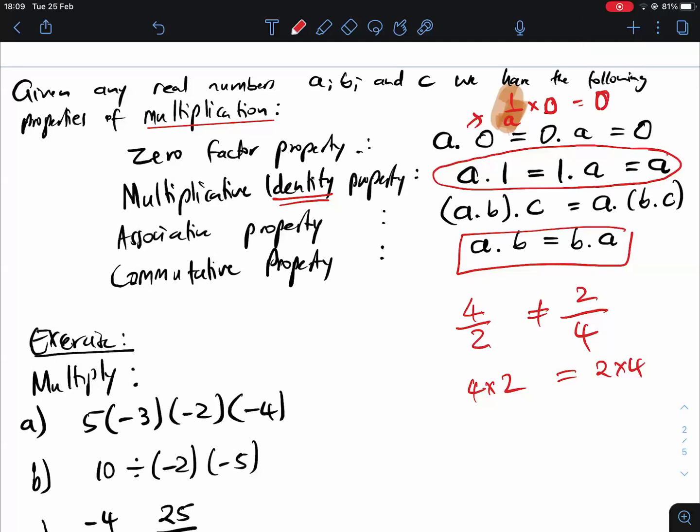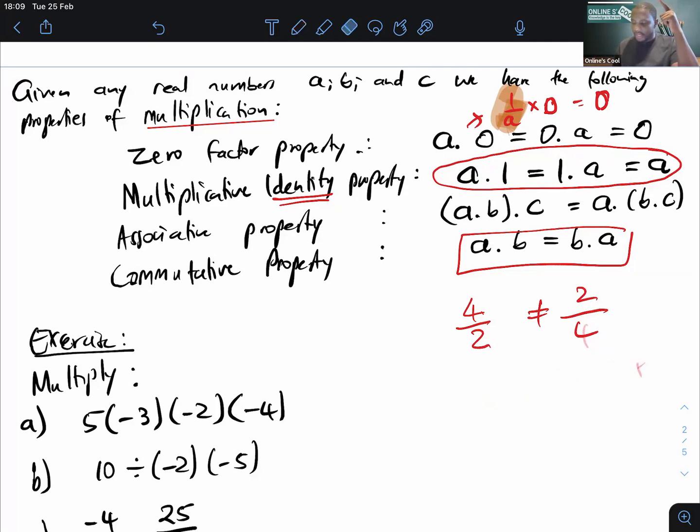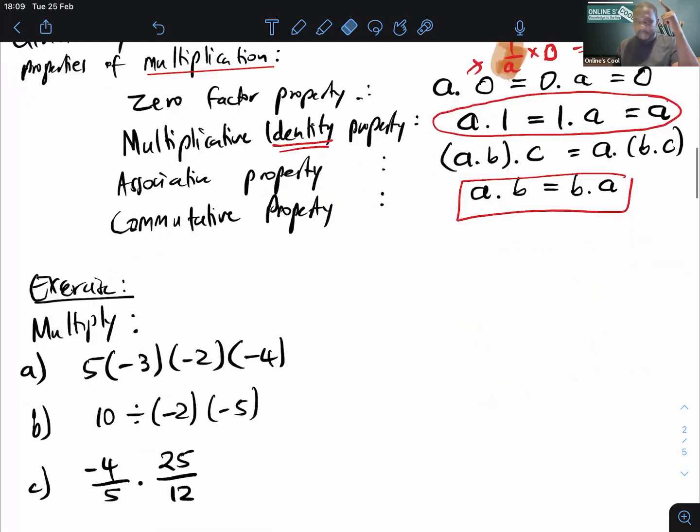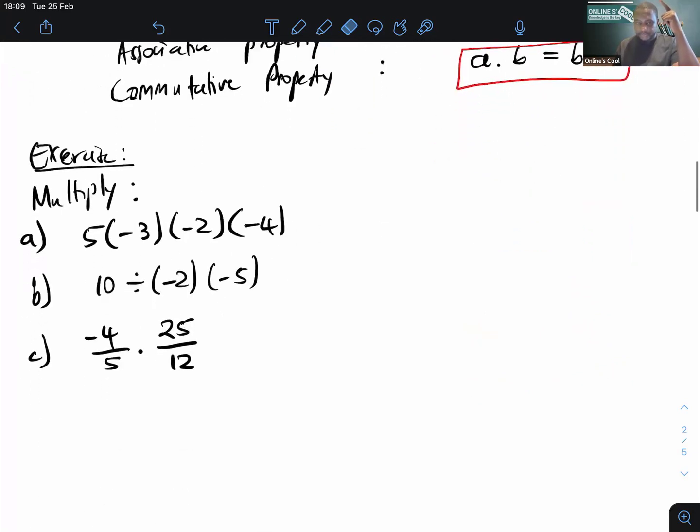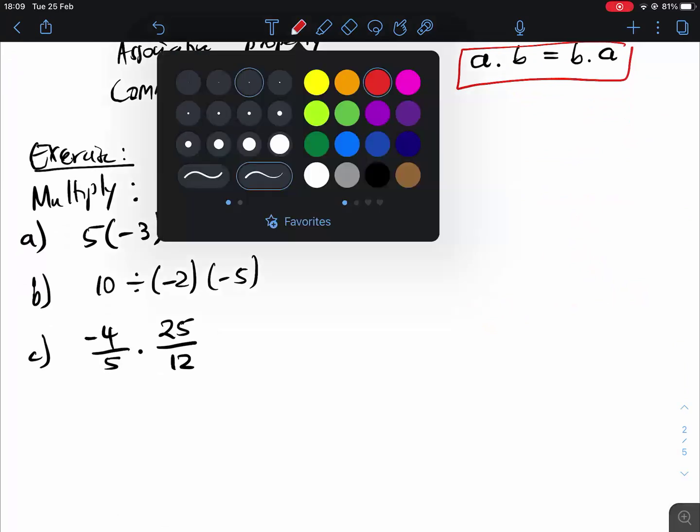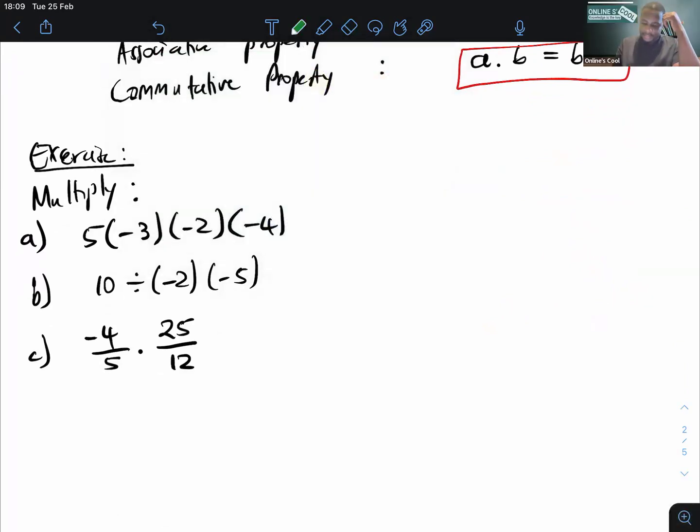All right. So things you must always be careful of: subtraction and division. You must always be careful when you deal with those things. Think very deeply when you are faced with those. All right. Here comes another exercise.